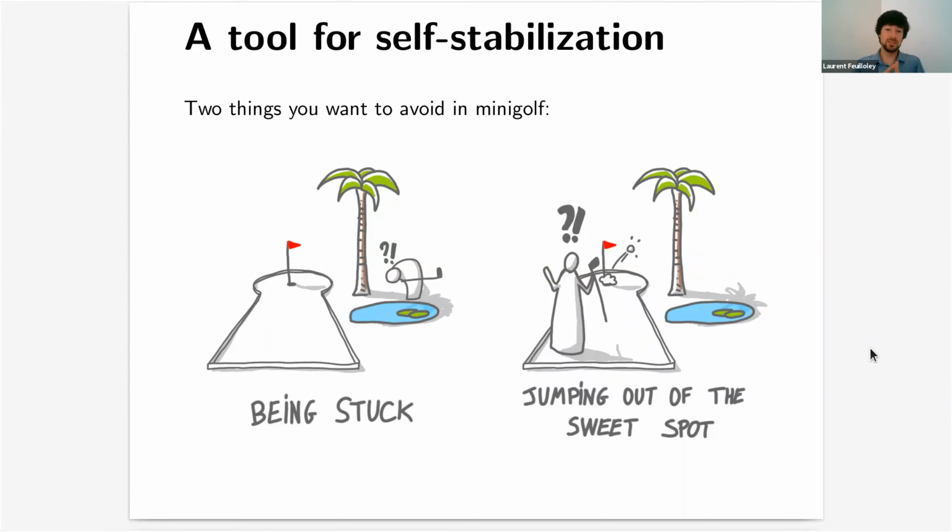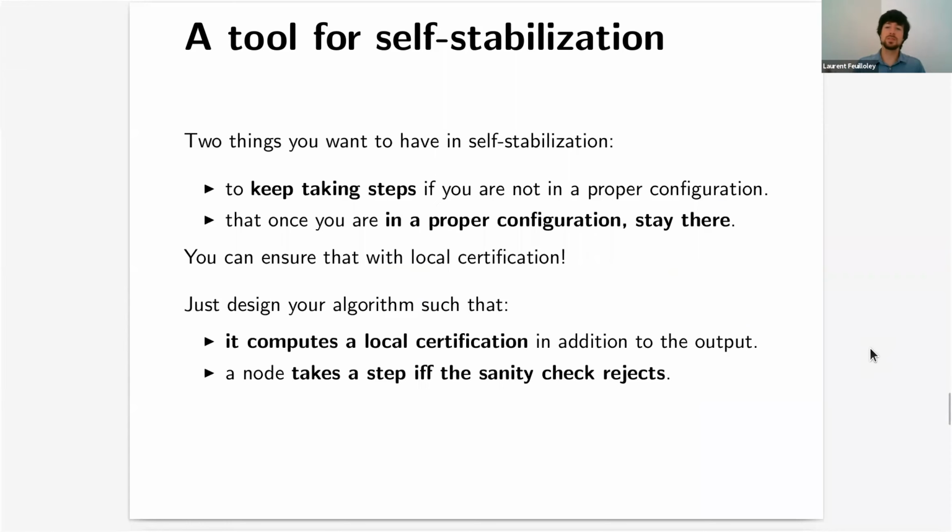Okay, and one more thing about mini-golf is that there are two things that you want to avoid. One is being stuck. So you cannot reach your target because, well, you're stuck somewhere, like you do not take a step anymore. And one more thing that is surprising to many people who have never played mini-golf, but people who have played know that, is that sometimes you put the ball in the hole and then it jumps out, and that's horrifying. Okay, and in self-stabilization, there is something similar. So on a more serious note, there are two properties that you want to have in self-stabilization that are similar to what I've just been talking about, which are the following.